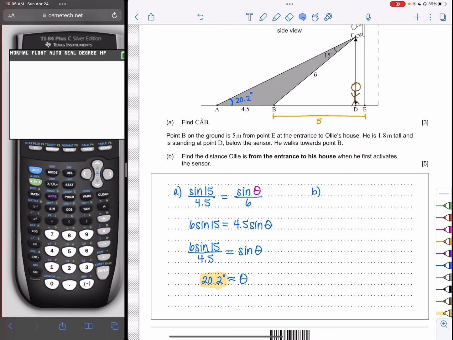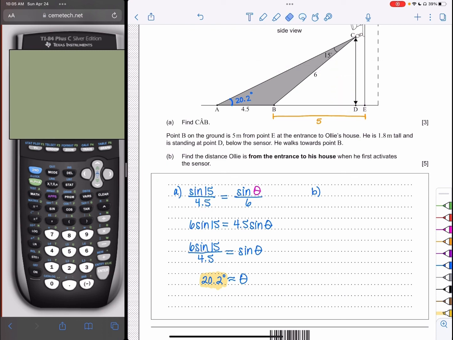And we're trying to see when he first activates the sensor, he's walking towards it here. As he's walking towards the sensor, the very first time that his head or his feet cross that line there, that's when the sensor is going to be activated. So we're basically creating a right triangle with his body, so to speak.